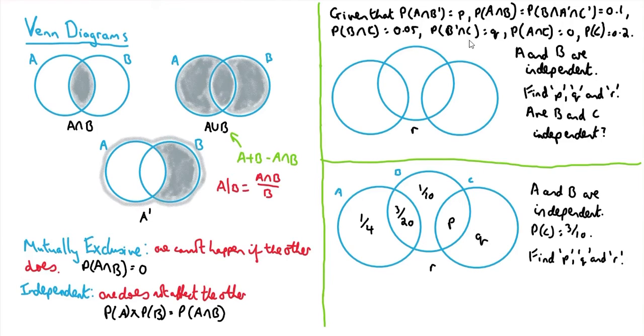Probability of not B intersection C is Q. The probability of A intersection C is 0. And that the probability of C equals 0.2. Also, given that A and B are independent, find the values of P, Q, and R, and then say whether B and C are themselves independent. Well, to start off with, we're going to want to label these sets.